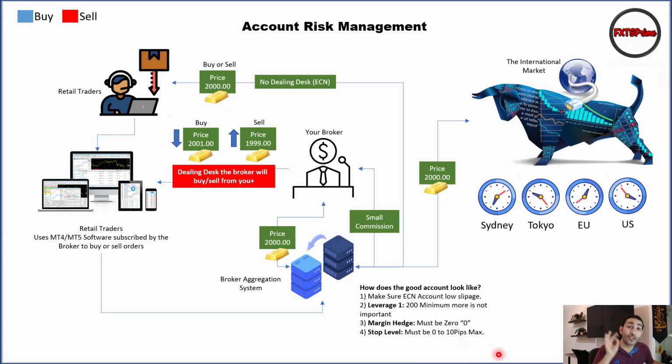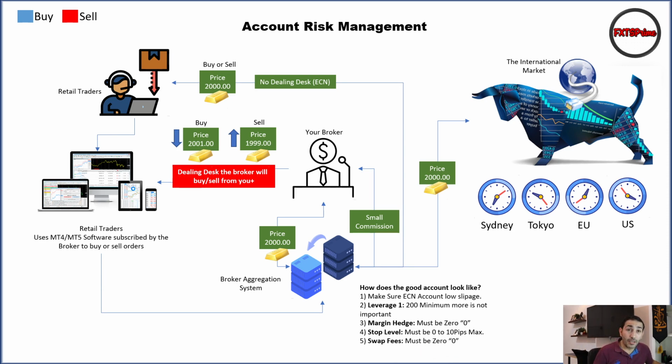So make sure the stop level of your account is from 0 to 10 pips. If it's more than 10 pips, stop level, the stop loss, that means when you place your order, when the market moves in your favor 10 pips, you are going to place your stop loss on profit. If the account doesn't do that, your account is rubbish.